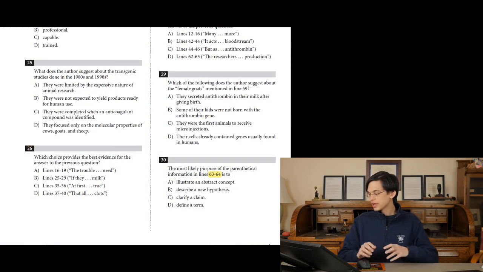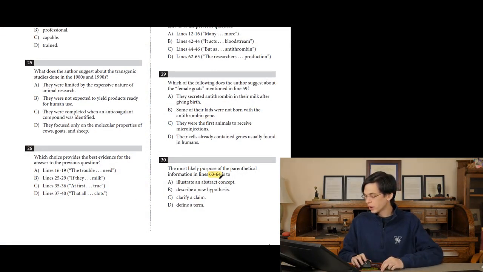Question number 30 on the reading portion of College Board's Test 4. The most likely purpose of the parenthetical information in line 63 to 64. So the likely purpose, right? Why did the author bother writing that parenthetical phrase there? What was the purpose? What does it serve to do? What does it bring to the table?